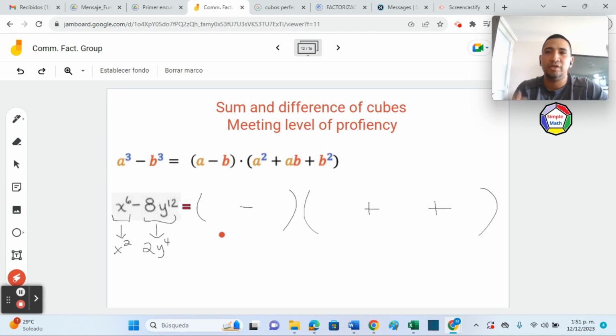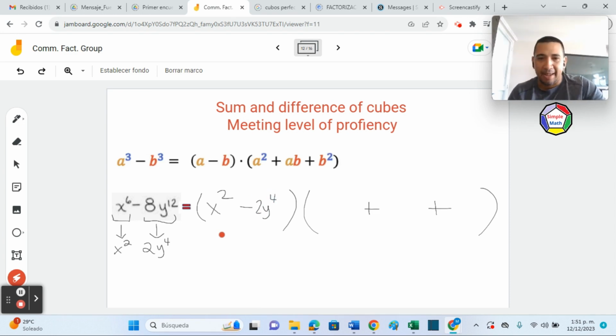Now, we will use the following strategy. Here, I'm going to write the cube root of the first one, which is x exponent 2. And then I'm going to write the other cube root, which is 2y exponent 4. So I copy here 2y exponent 4.